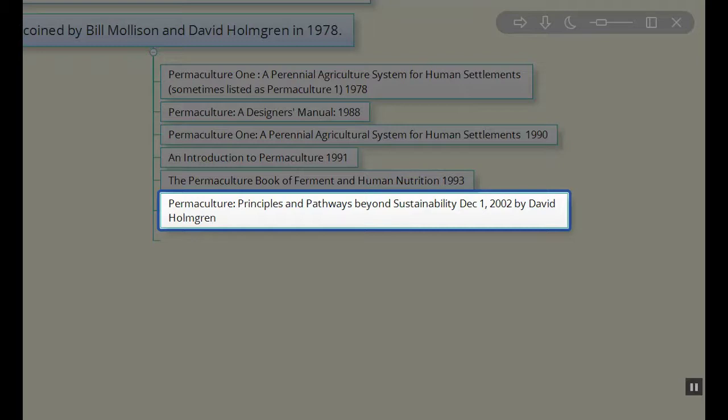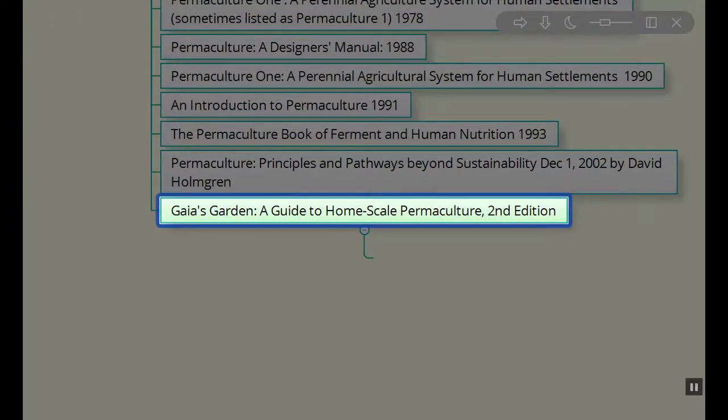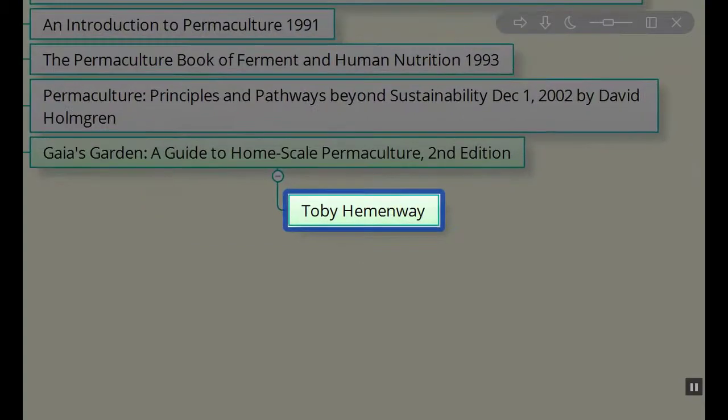I'm not a big reader, but I have used some of these books as resources. One book that isn't by David Holmgren or Bill Mollison is Gaia's Garden, and that's by the late Toby Hemenway. Really an amazing author and presenter of information, and Gaia's Garden is really an excellent resource.